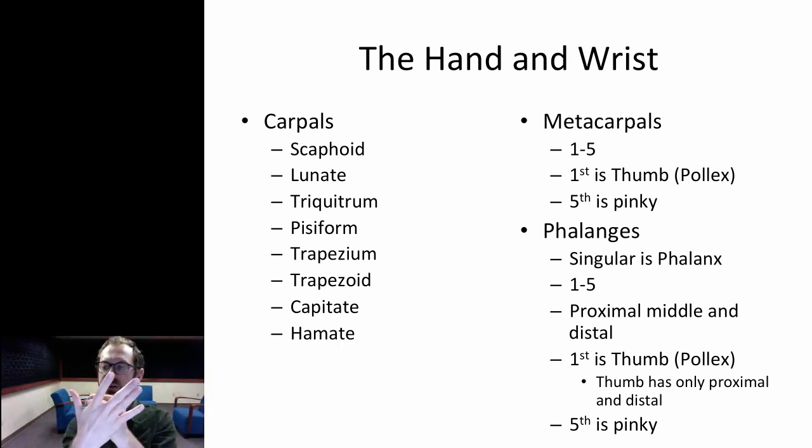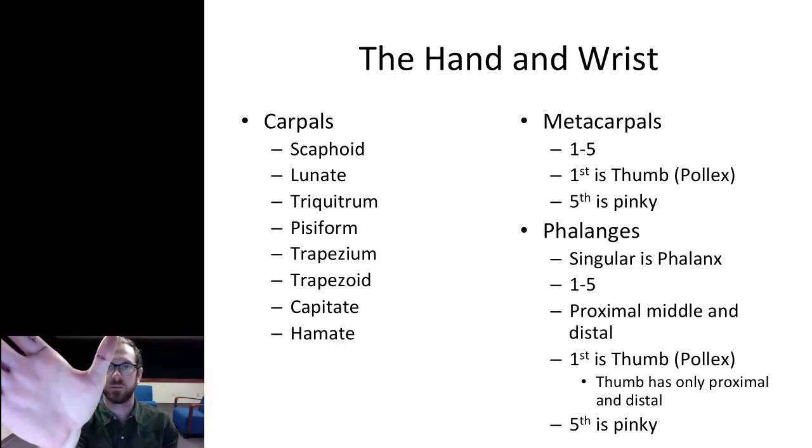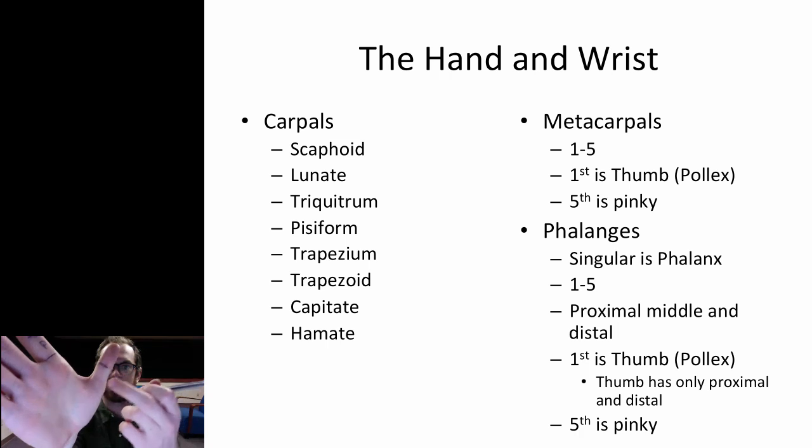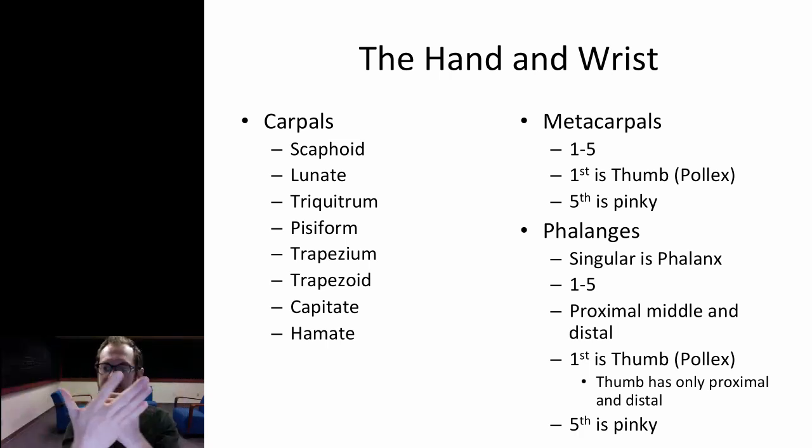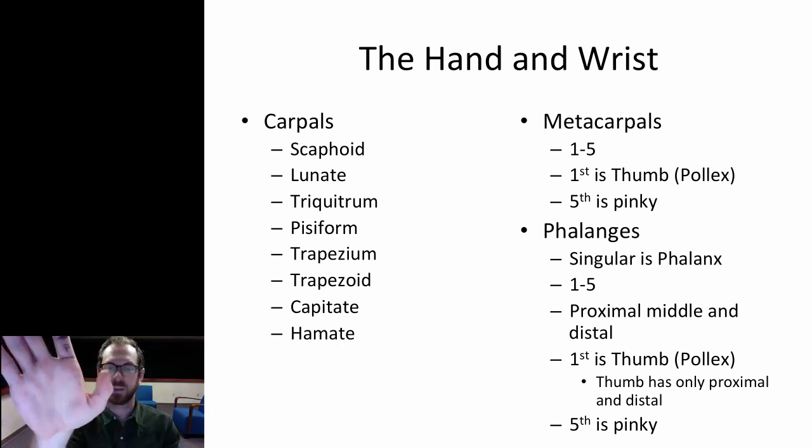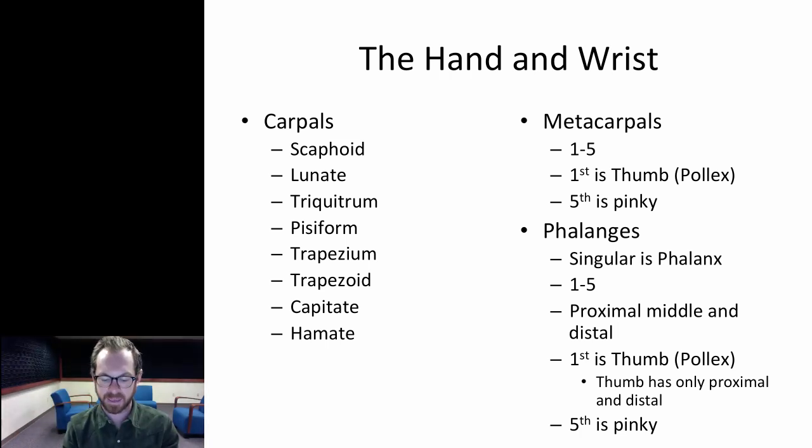Now in our thumb, though, we only have 2. We've only got one wrinkle there, so we've only got 2 bones. So this is proximal, and this is distal. We don't have a middle on our thumb. And another thing I should note is that in anatomy, we don't really call it our thumb. Our thumb is our pollex.